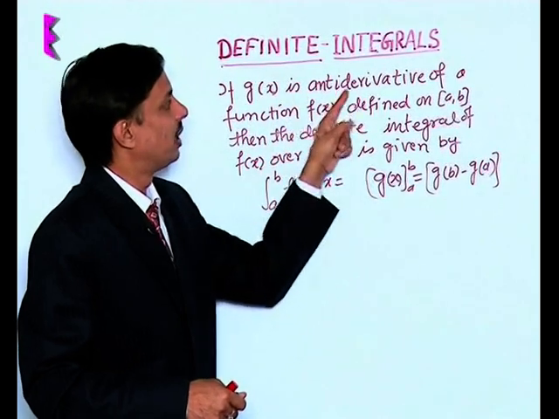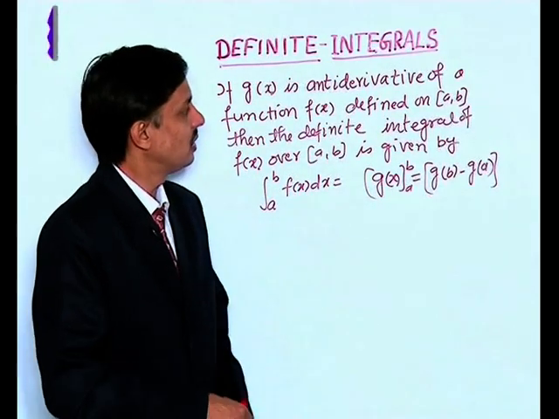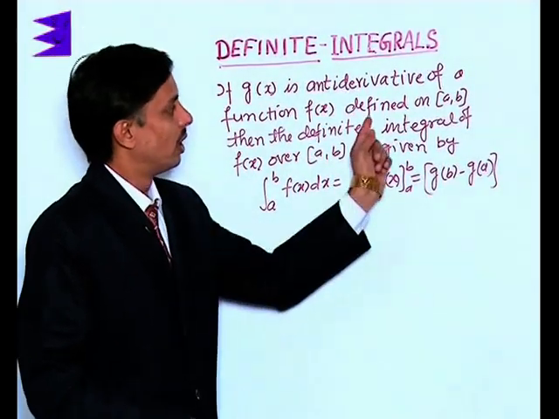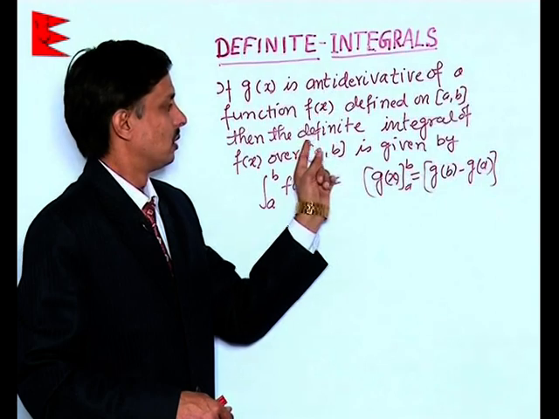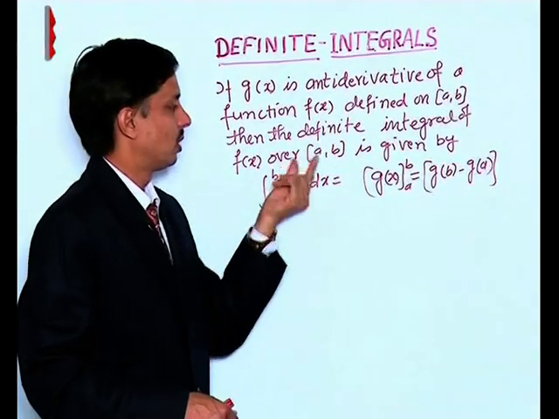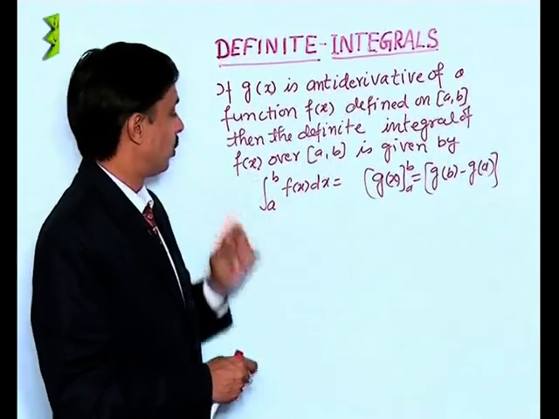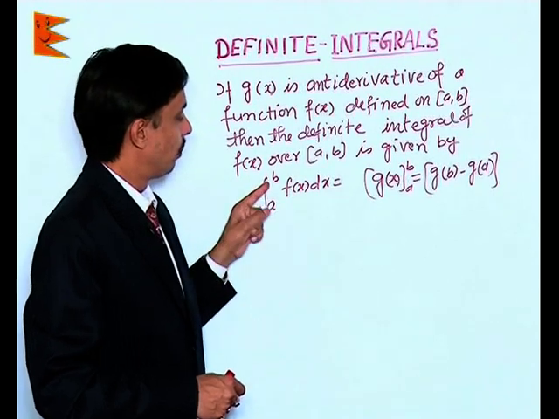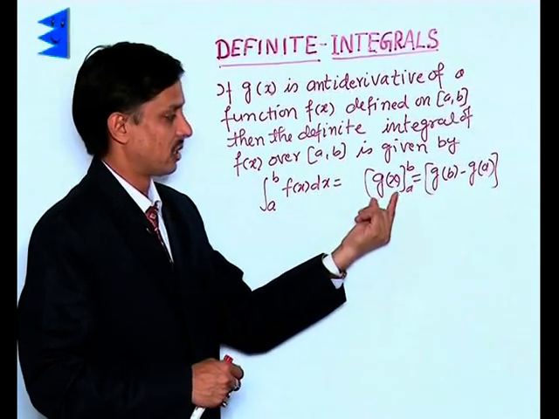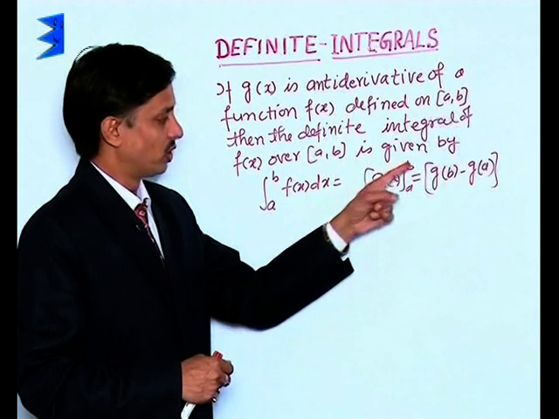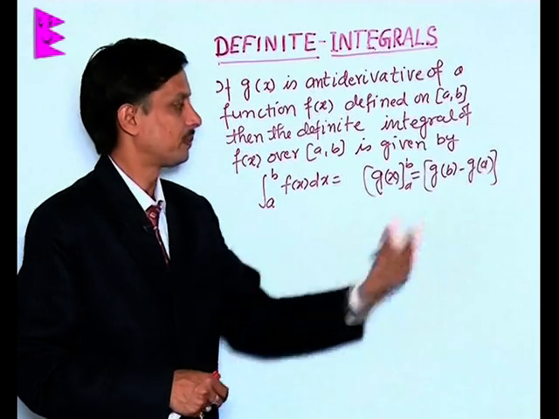If g(x) is an antiderivative of a function f(x), I am saying function means a real valued function defined on the closed interval a to b, then the definite integral of f(x) over a to b is given by integration from a to b, where a is the lower limit and b is the upper limit, of the function f(x), is equal to g(x) from a to b, which is the value of g at the upper limit minus the value of g at the lower limit.